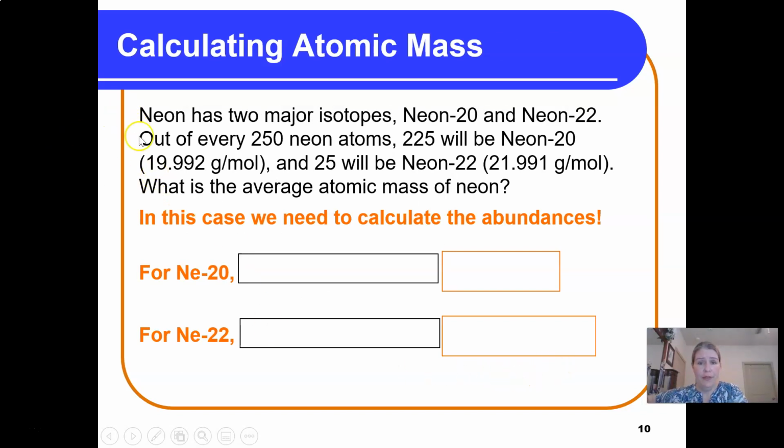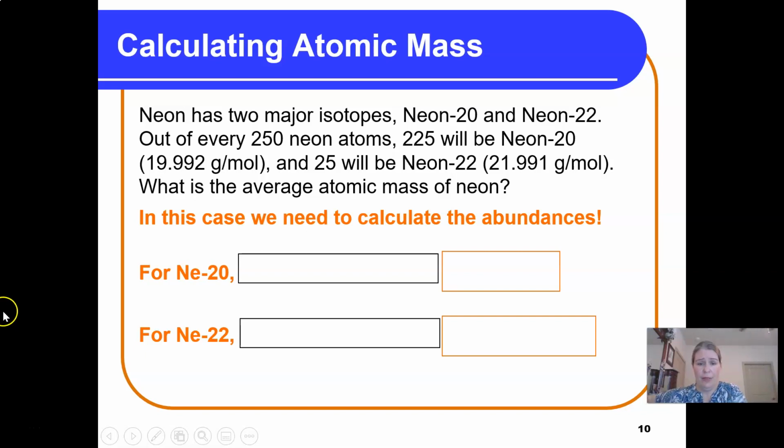So here's another example. This is a little bit more of what we're going to be doing in class, because instead of just handing us the percent abundance, we need to calculate the percent abundance. And that's what we use mass spectrometry data for, which we'll be talking about in AP Chem. So neon has two major isotopes, 20 and 22. And we now know we have a sample of 250 total neon atoms. And out of that total, 225 will be neon 20, and 25 will be neon 22. So we can't do this directly.